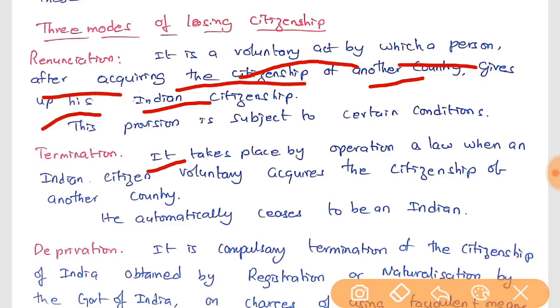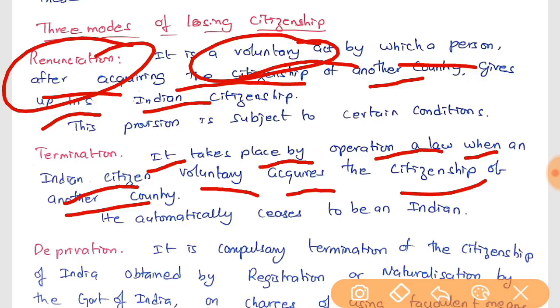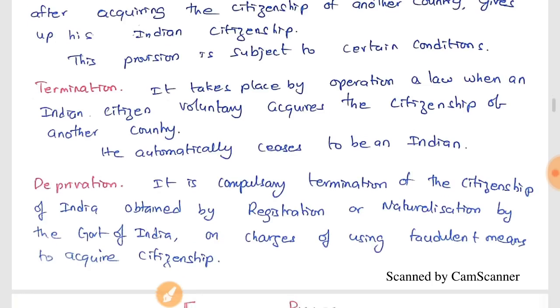Whereas termination takes place by operation of law when an Indian citizen voluntarily acquires the citizenship of another country. Here the government identifies him as a citizen of the other country and terminates his Indian citizenship. Renunciation is done by a voluntary act of the person himself, whereas in termination the government identifies the person and cancels his citizenship. That is the main difference.